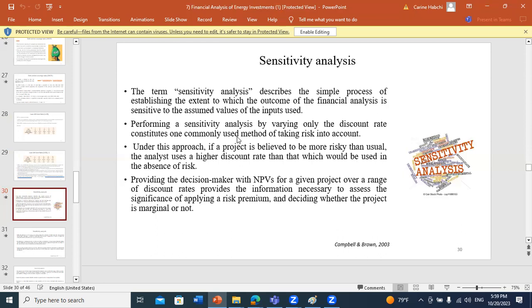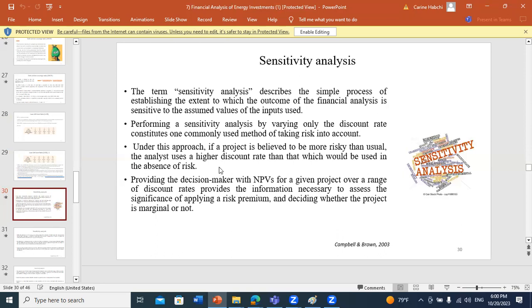So performing a sensitivity analysis by varying only the discount rate constitutes one commonly used method of taking risk into account. And this will allow me, as we mentioned, to decide on the range of conditions I can work in. So if we can only work with small discount rates, we have certain types of investors to work with. If you can work with larger discount rates, you have other investors. And also it will depend on the country where you invest, of course, because the situation of the country will affect a lot your decision.